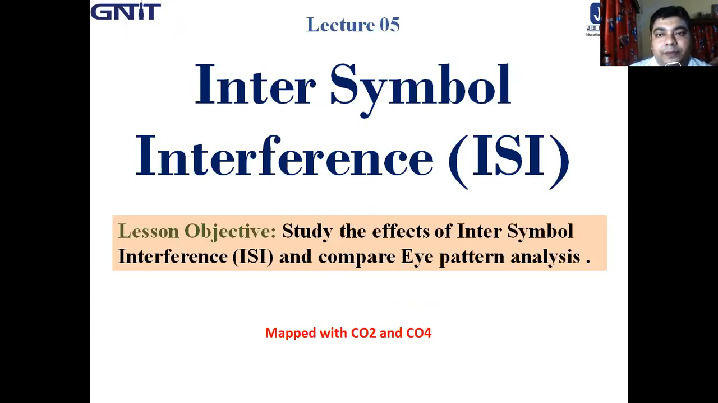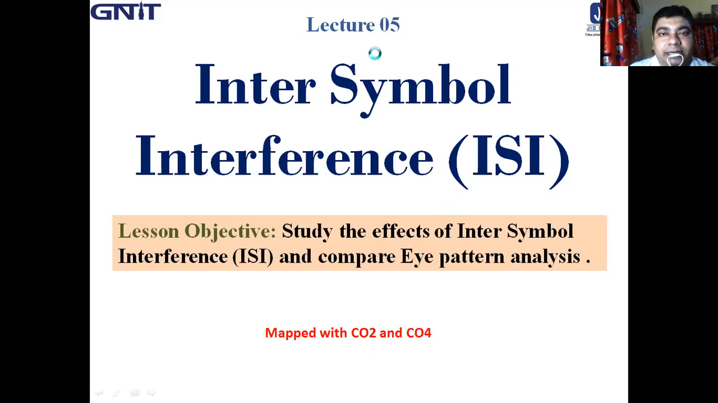And now today we are starting another chapter in this module, which is called inter-symbol interference. The lesson objective of this topic is to study the effects of inter-symbol interference, which is abbreviated as ISI, and compare eye pattern analysis. And this topic is mapped with CO number 2 and CO number 4.